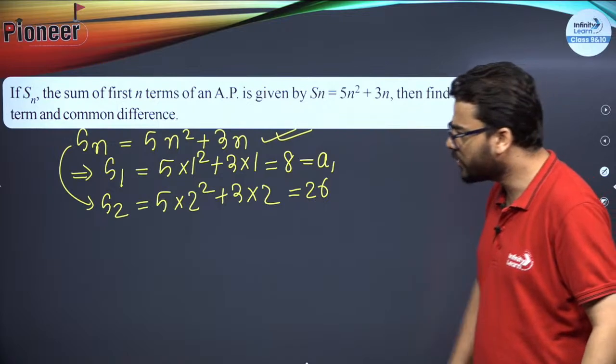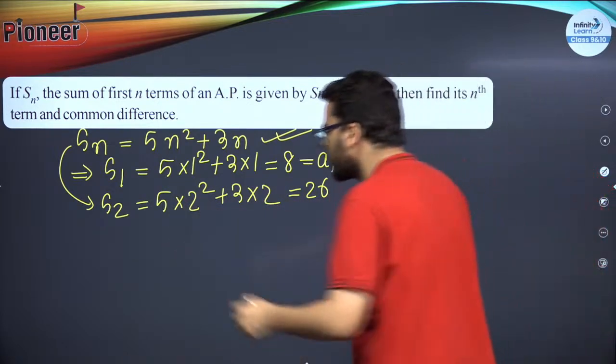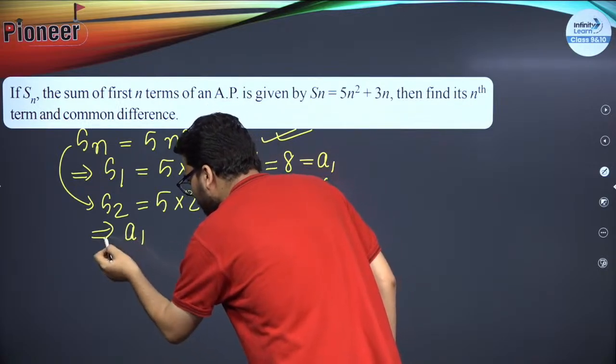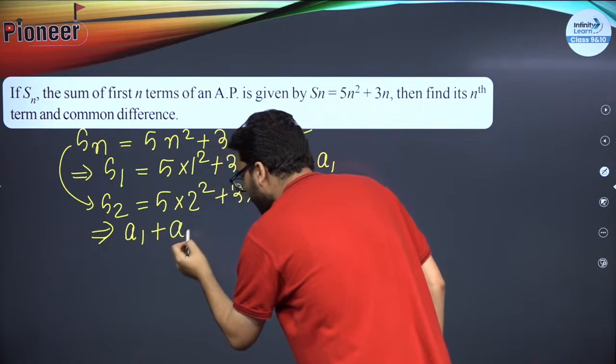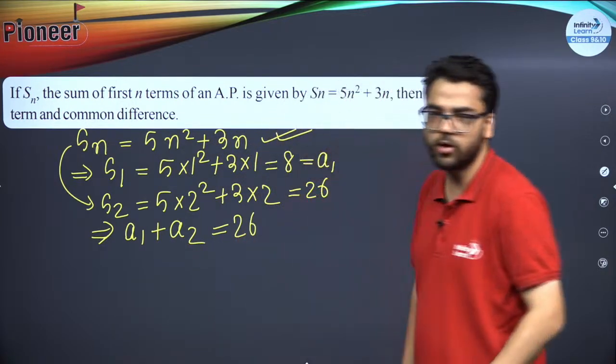Correct? Now S2 is what? It is the sum of the first two terms of an AP. So can I not say it is nothing but A1 plus A2 over here, right? And that is equal to 26. The sum of the first two terms of this AP is equal to 26.